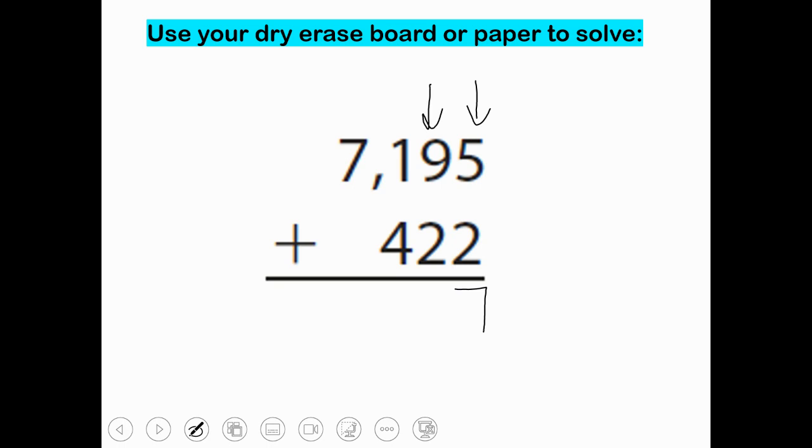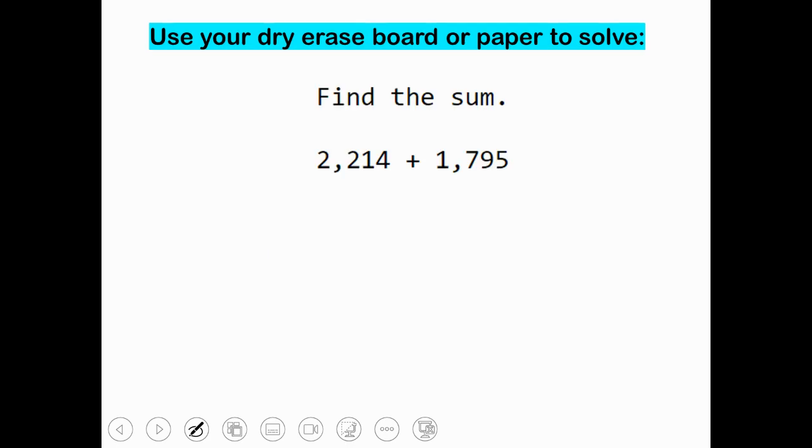9 plus 2 is 11, but I can't put 11 here because I can only put one digit. So I'm going to put my 1, my other 1 goes to the top. 1 plus 1 is 2. 2 plus 4 is 6. And then here I have nothing to add to 7. So it's just like saying 7 plus 0. So I'm just going to put 7. So my answer is 7,617.